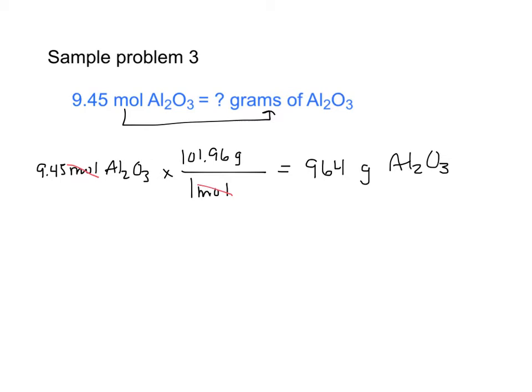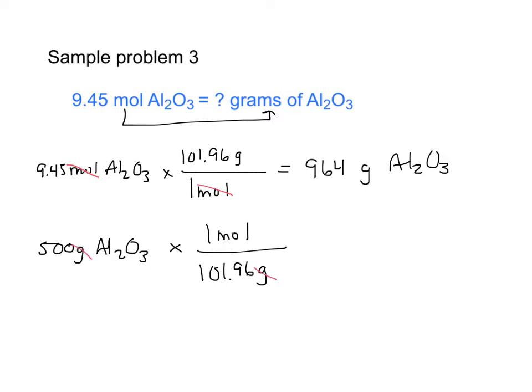Now say I want to look at this the other way. What if I had another mass? So let's say I had 500 grams of Al2O3, and I want to figure out how many moles I get to. Well, I'm going to just flip my equation. So 1 mole over 101.96 grams. So now my grams will cancel with grams, and I am left with moles. And my answer is 4.90 moles of Al2O3.